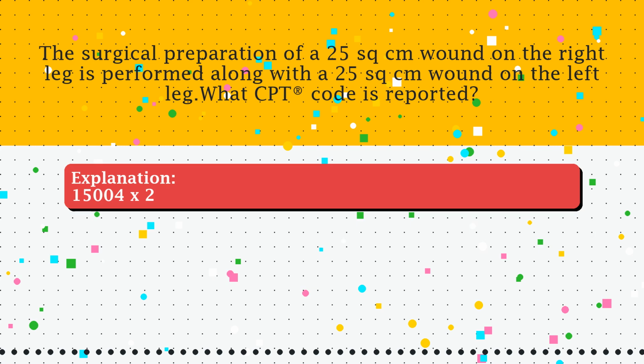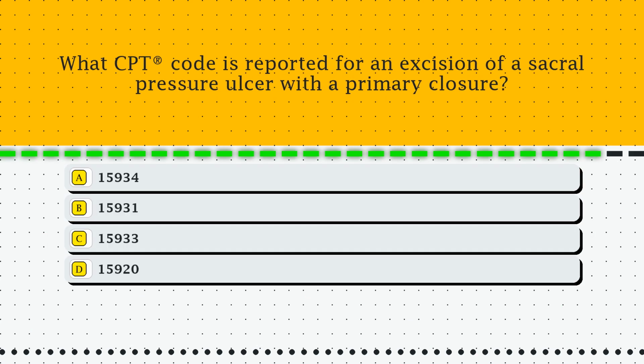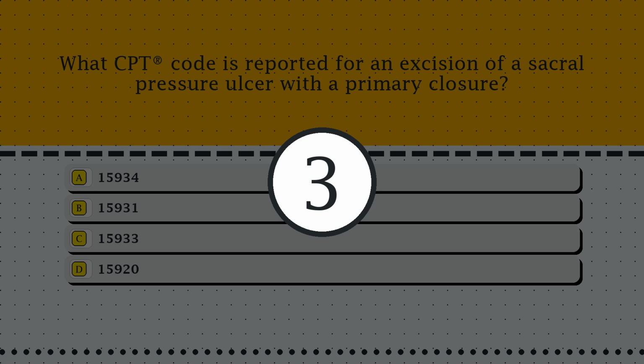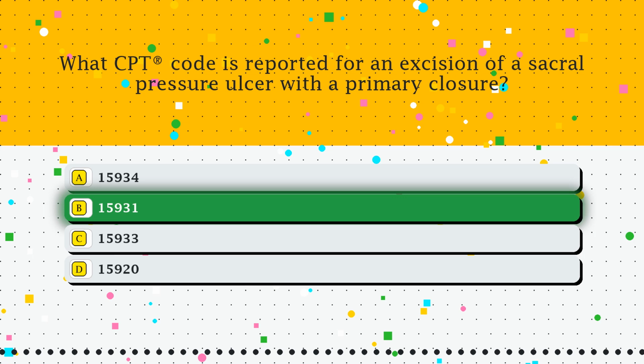Question 33. What CPT code is reported for an excision of a sacral pressure ulcer with a primary closure? Option A, 15934. Option B, 15931. Option C, 15933. Option D, 15920. The correct answer is option B, 15931.